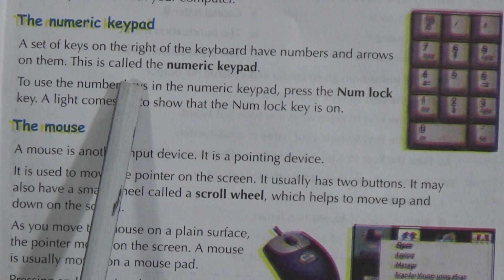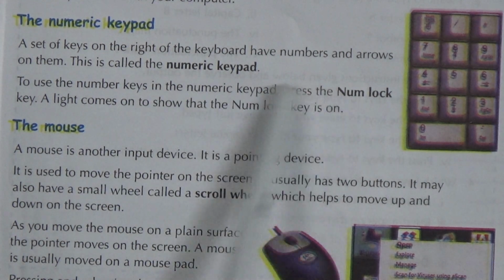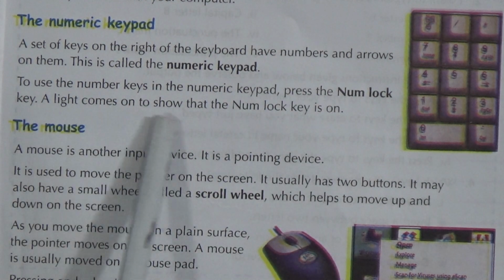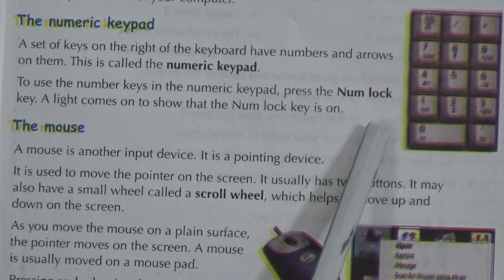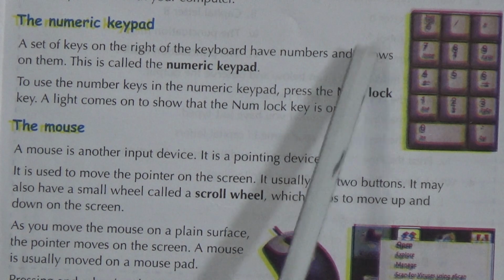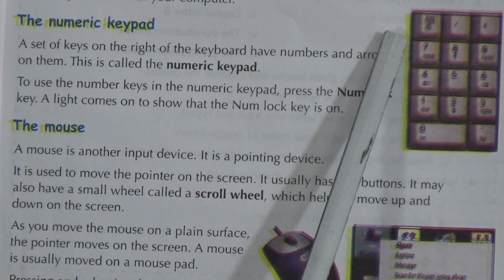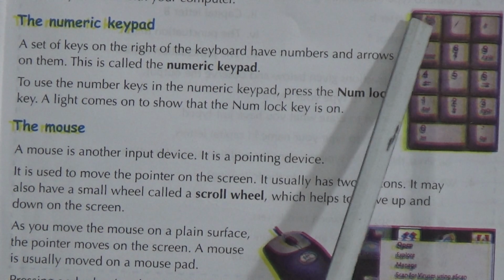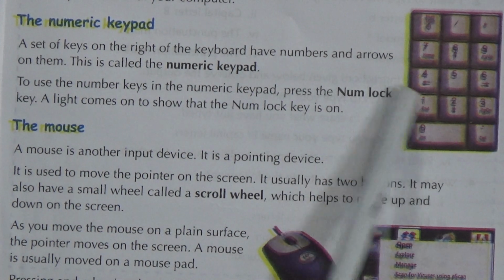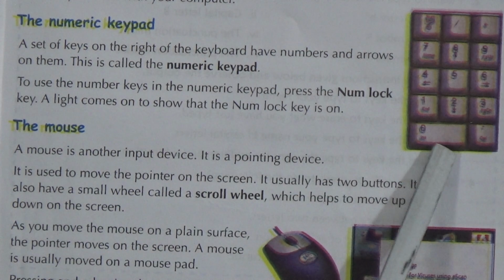To use the number keys in the numeric keypad, press the numlock key. A light comes on to show that the numlock key is on. So this keypad also has a key called numlock which turns it on and off. If you turn the numlock key on, you can type the numbers from this numeric keypad.